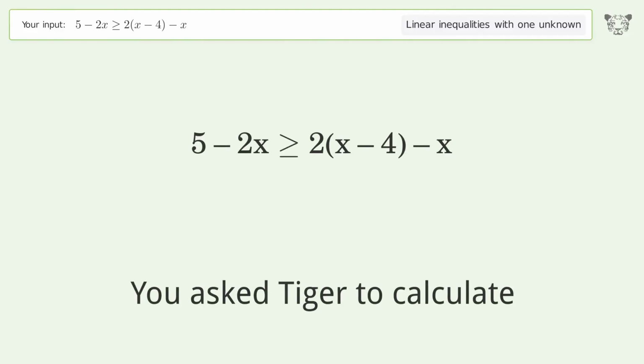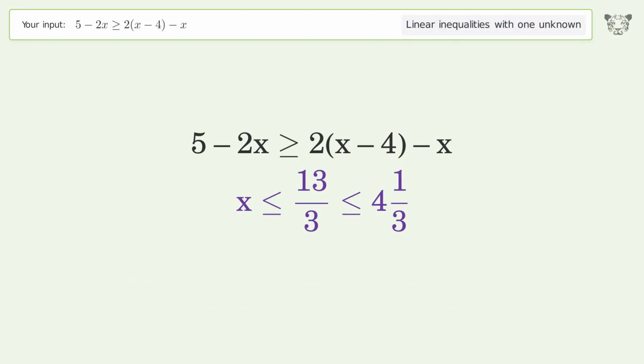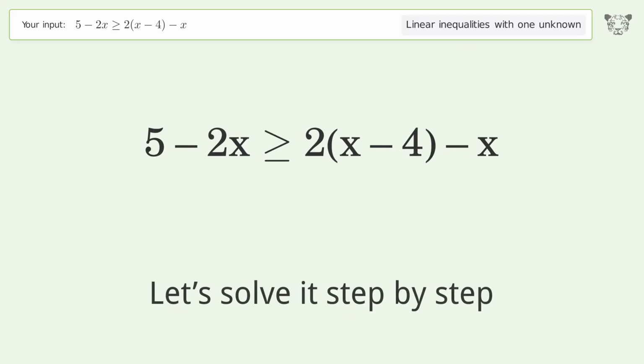You ask Tiger to calculate. This deals with linear inequalities with one unknown. The final result is x is less than or equal to 13 over 3, which is less than or equal to 41 over 3. Let's solve it step by step.